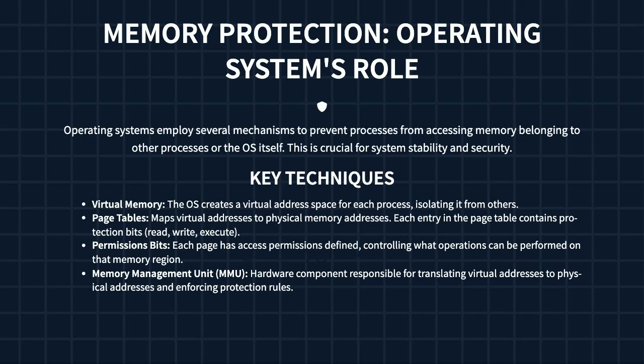Okay, let's talk about how operating systems protect our programs from messing with each other's memory. It's a really important concept. Basically, they use something called virtual memory to create isolated spaces for each application. Think of it like giving each program its own little fenced-off area. Then, page tables are used to track where those programs' data lives in the computer's actual physical memory. And crucially, these page tables have permission bits, read, write, and execute, that tell the system exactly what a process is allowed to do with any given piece of memory. All this happens thanks to a hardware component called the Memory Management Unit, or MMU, which handles the address translations and enforces those protection rules.